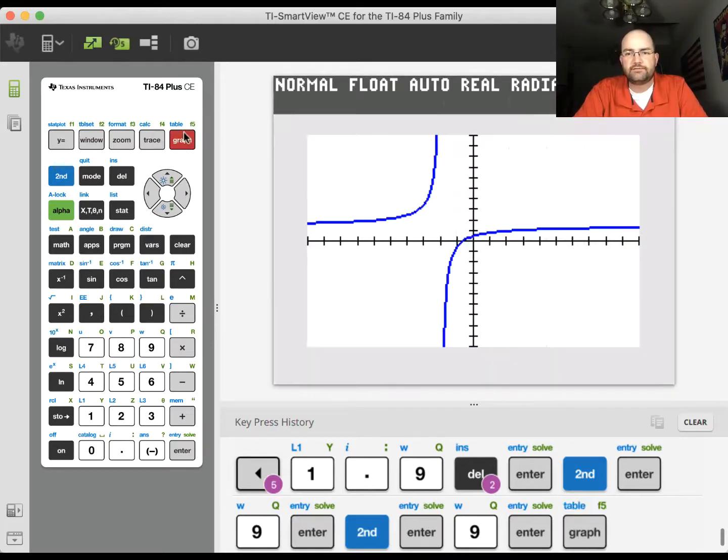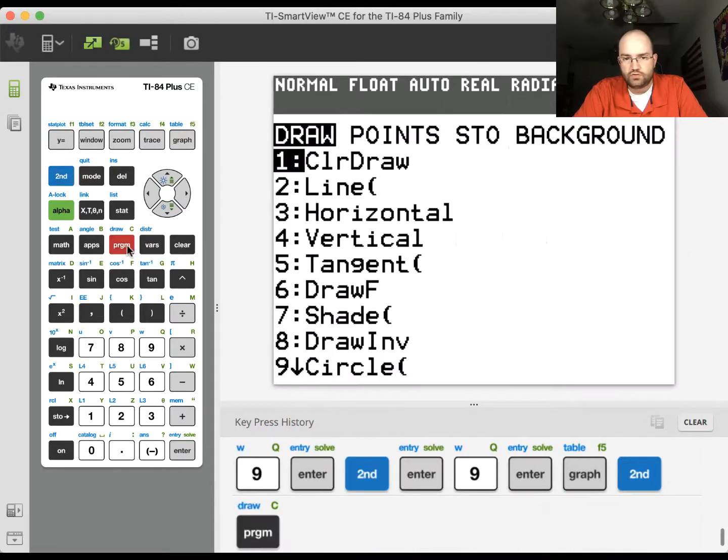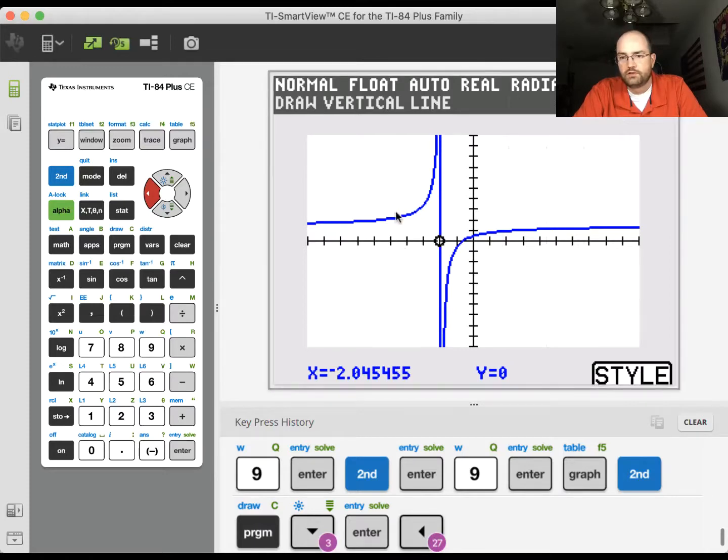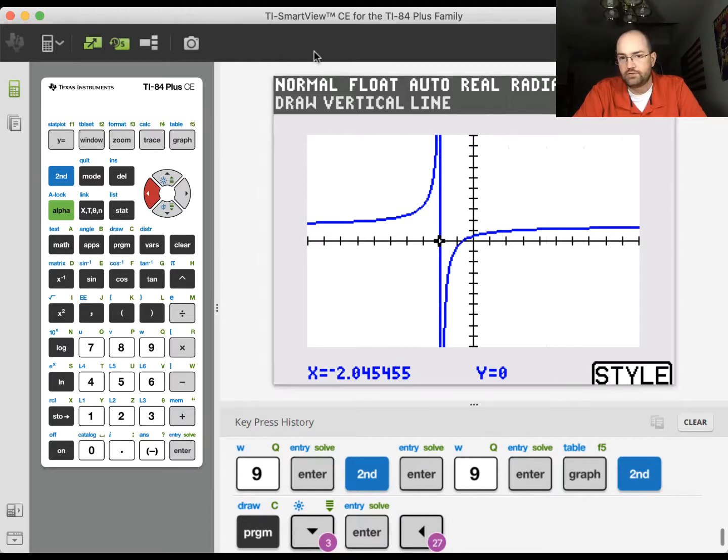Again, we can see that from the graph. If I draw a vertical line at x equaling -2, or close enough to it, notice that the function is approaching positive infinity from the left-hand side and negative infinity from the right-hand side.